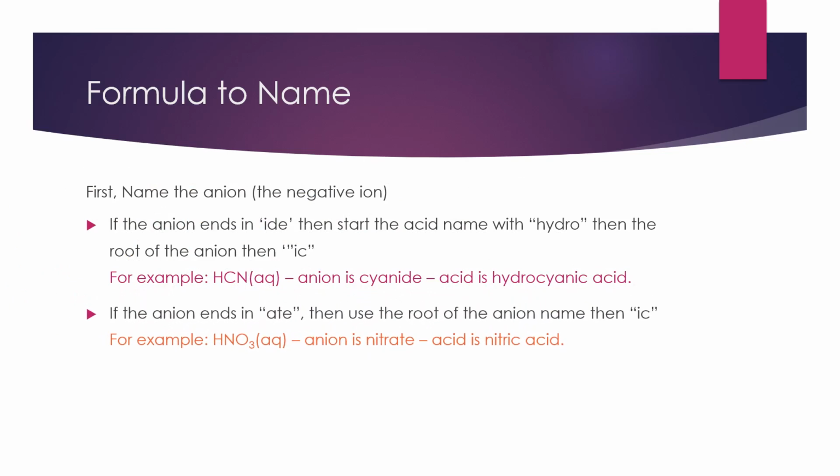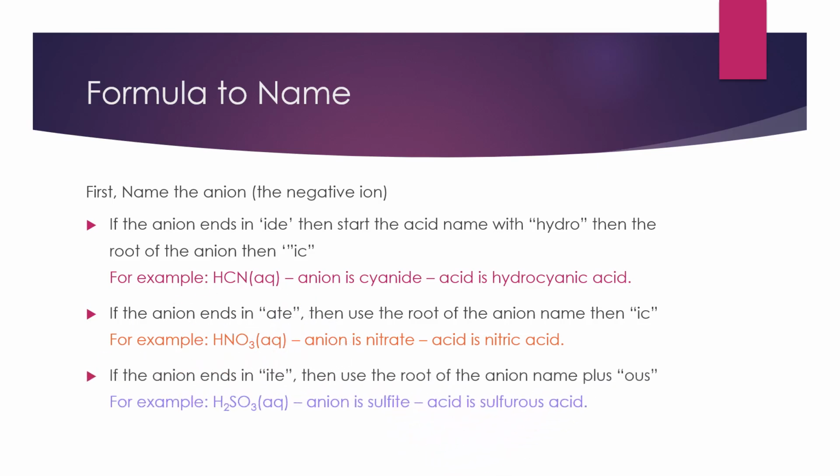If the anion ends in "ate", then use the root of the anion name, then "ic". For example, HNO3, the anion is nitrate, so the acid name is nitric acid. If the anion ends in "ite", then use the root of the anion name plus "ous". For example, H2SO3, the anion is sulfite, so the acid is sulfurous acid.